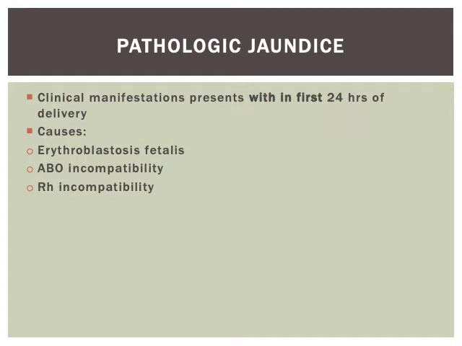And of course, the last point there is Rh incompatibility. Rh incompatibility is a condition that occurs during pregnancy if a woman has Rh negative blood and her baby has Rh positive blood. So if you're Rh negative and your baby is Rh positive, your body will react to the baby's blood as a foreign substance. These are the major causes of pathologic jaundice. And once again, with pathologic jaundice, you'll see the manifestations within the first 24 hours of delivery.